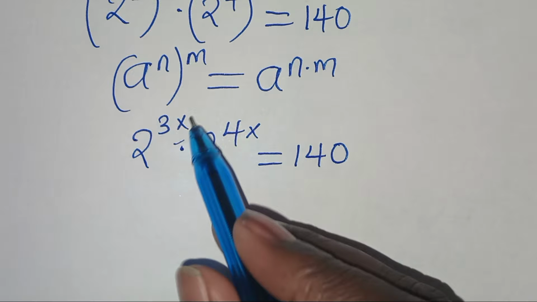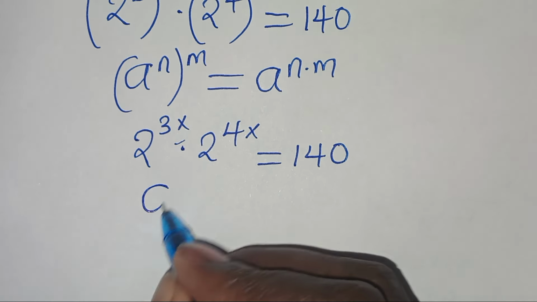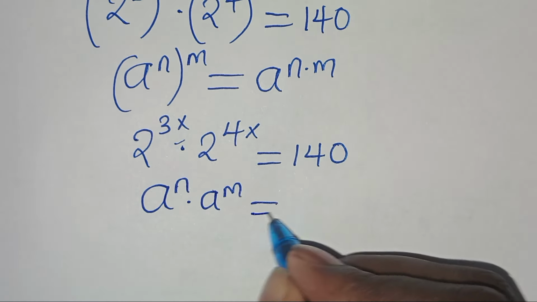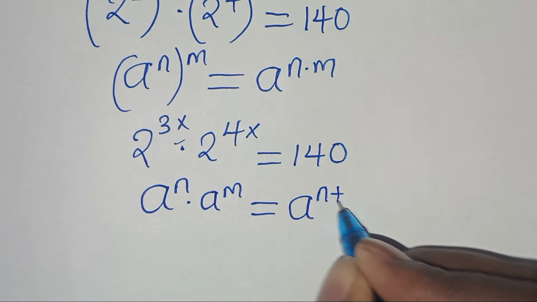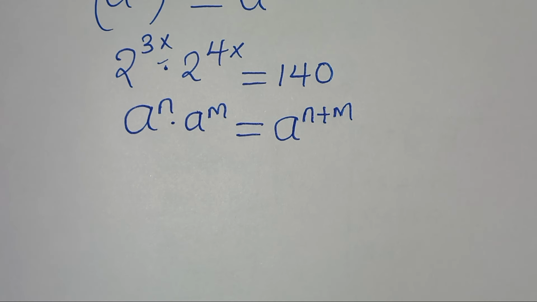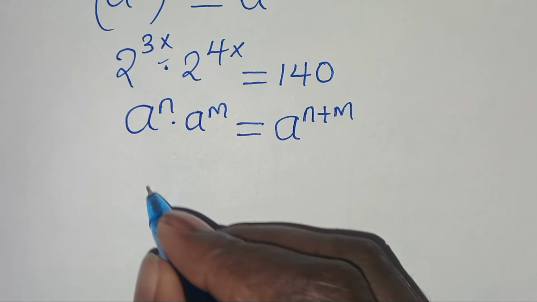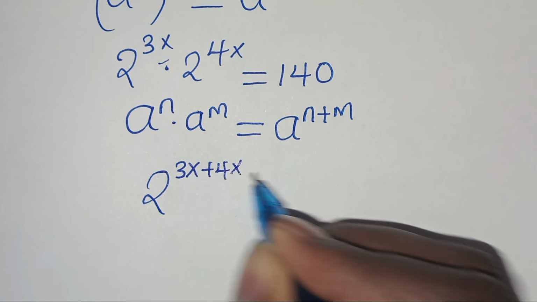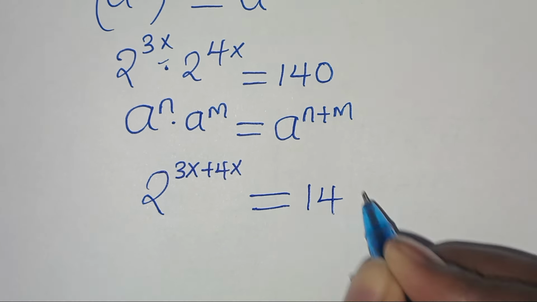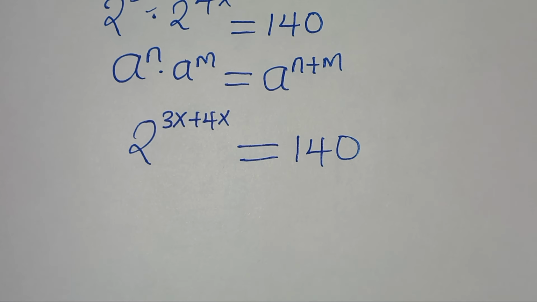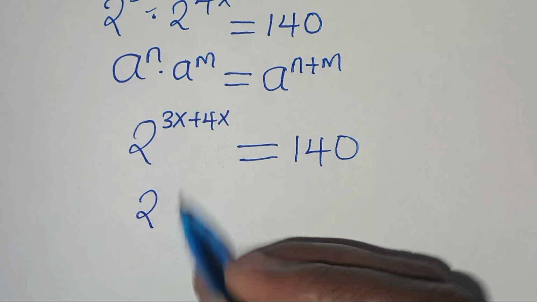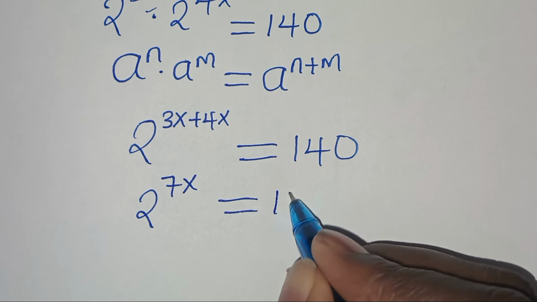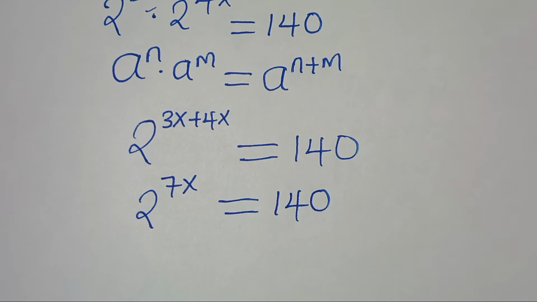Now 2 to the power of 3x times 2 to the power of 4x. This is in the form of a to the power of n times a to the power of m, which can be expressed as a to the power of n plus m. Applying this exponent property, then we have 2 to the power of 3x plus 4x. This is equal to 140. So we have 2 to the power of 3x plus 4x. This is 7x, and this is equal to 140.